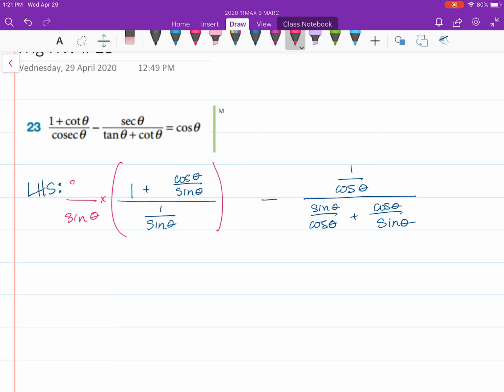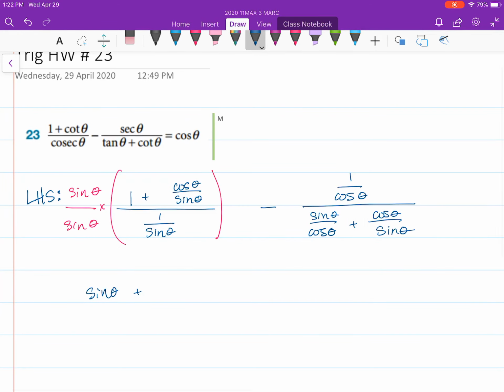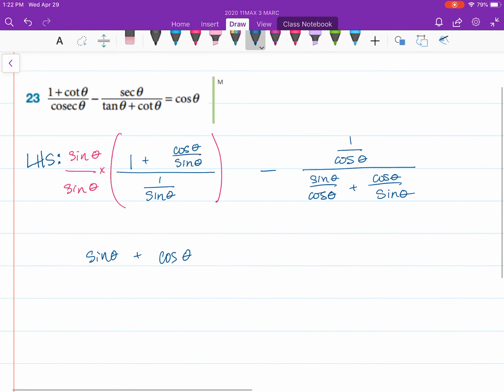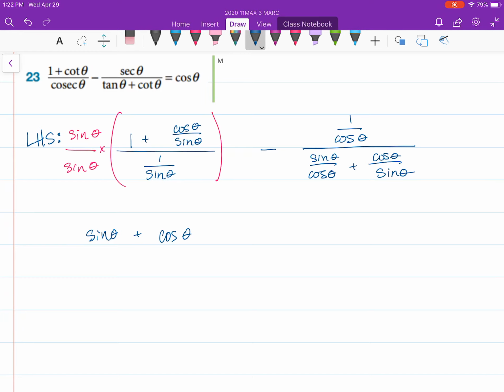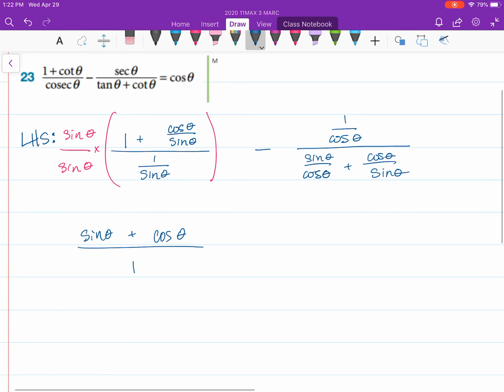I'm going to do the same thing on top, multiply by sine. Again, sine on sine is 1, but when I distribute into the brackets, it'll clear the second fraction, the cos on sine. So multiply sine times 1, so that's sine theta. Sine times cos on sine becomes cos, because the sines cancel each other out. And technically we've got on 1, because sine times 1 on sine, they're reciprocals of each other, and therefore you have 1. So that on 1 is not necessary.